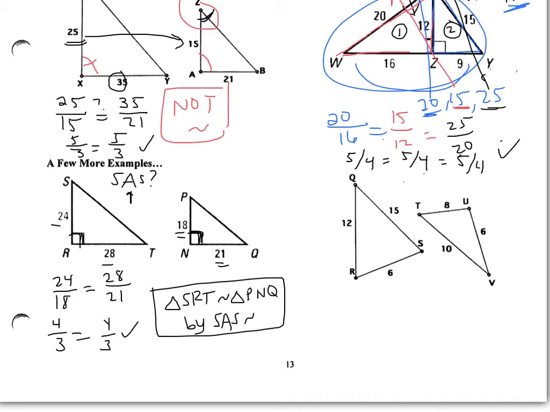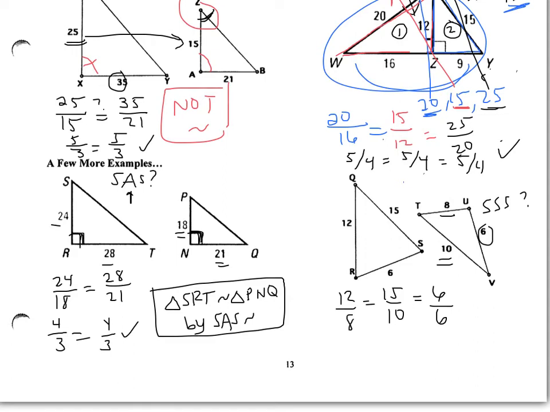And now let's look at the next example. Okay, this time all I have are sides. So AA is not an option, SAS is not an option, so my only possibility is maybe that I'm using SSS. So I need to check, are all 3 pairs of corresponding sides proportional? Well, my first triangle has sides of 12, 15, and 6. Second triangle, 6 is the smallest side, so that's going to go with 6. 10 is the biggest side, so that'll go with 15, the biggest side. And then 8 is the middle side.